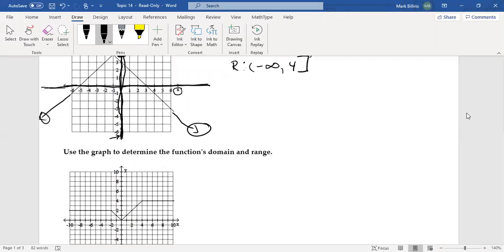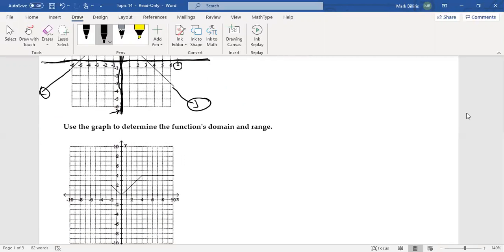Our next example. Use the graph to determine the function's domain and range. If you're looking at the graph, this graph continues indefinitely to the left and indefinitely to the right. If I'm looking down my x-axis, what's the smallest x value? Well, it continues indefinitely to the left. And where does it stop? Well, it continues indefinitely to the right. So again, our domain is all real numbers, the smallest being -infinity and the largest being +infinity.